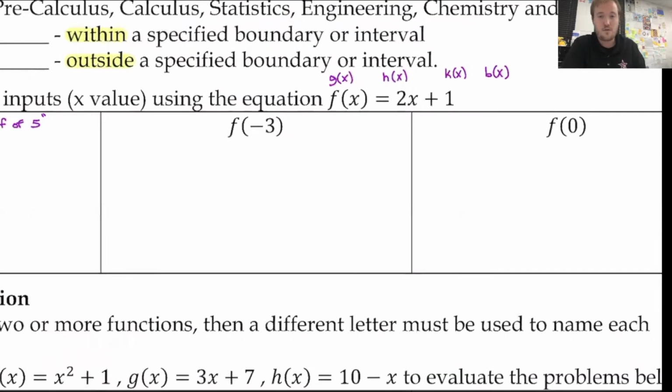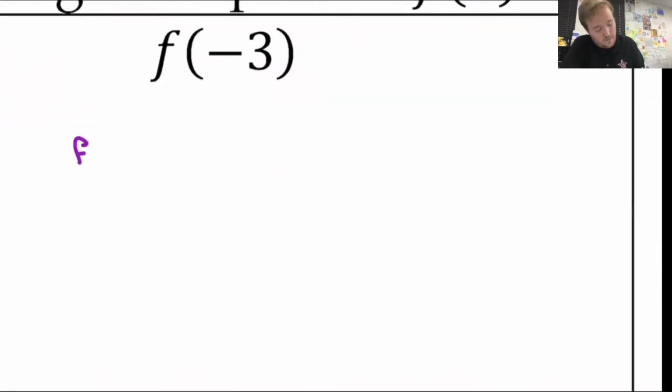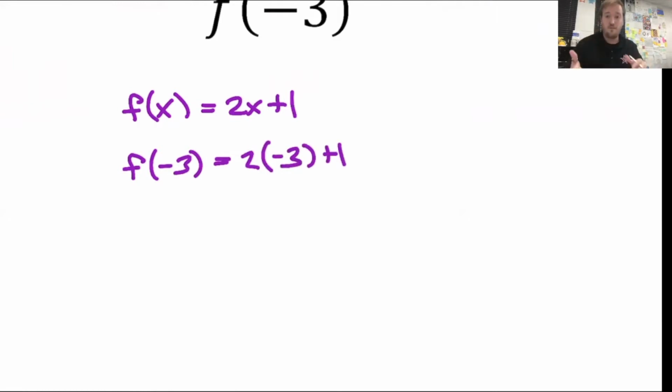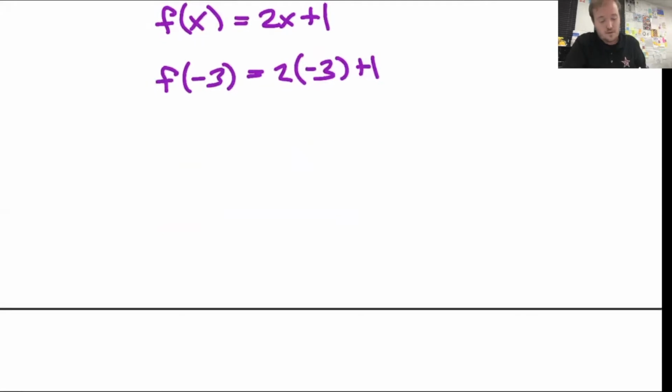Okay, so same idea here. Now we have f of negative 3. So I have f of x equals 2x plus 1. So now if I want to write f of negative 3, f of negative 3 equals 2 parentheses negative 3 plus 1. So you're going to sub in that number that they give us inside the parentheses. You're going to sub that for all of the indicated variables. So in this case, now I'm going to solve the right side of the equal sign. So I'm going to leave f of negative 3 on the left side. I'm going to leave that alone.